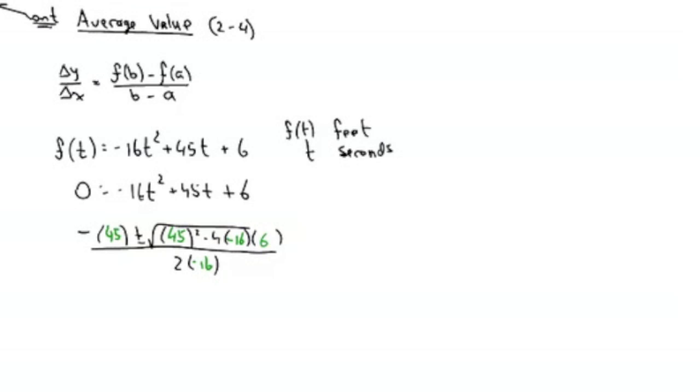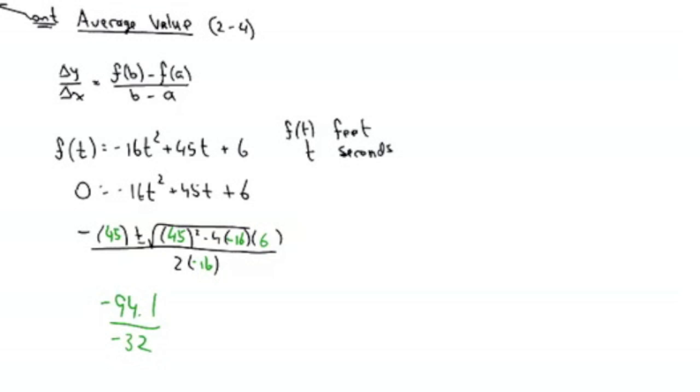Now what we want out of this is a positive answer. The bottom is already negative, so I definitely want the top to be negative. I highly suggest you just do the top part first, so negative 45 minus the square root of 45 squared minus 4 times negative 16 times 6. And the top becomes negative 94-ish, approximately. 94.1. Then you're going to divide that by negative 32.